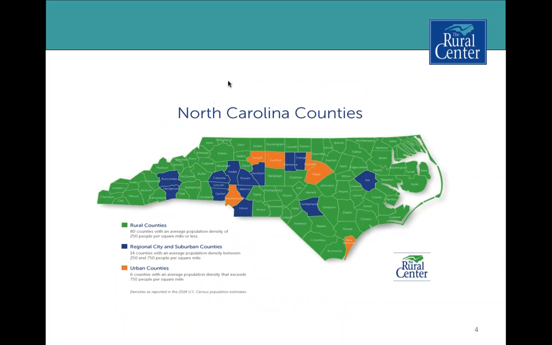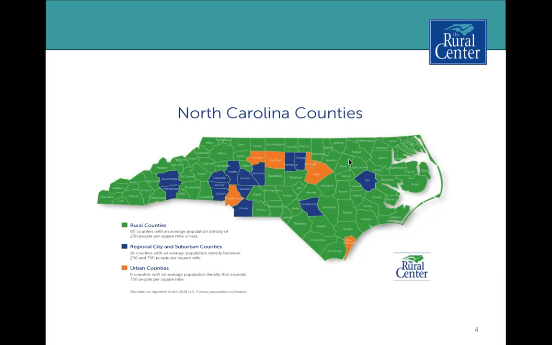First off, here's a map of North Carolina that comes from the Rural Center's website. The 80 counties the North Carolina Rural Center counts as rural are here in green. The rural counties, we define rural as any county that has an average population density of 250 people per square mile or less. There are a lot of different definitions of rural out there. We have used this one for some years, and we find it to be very simple and quite practical.